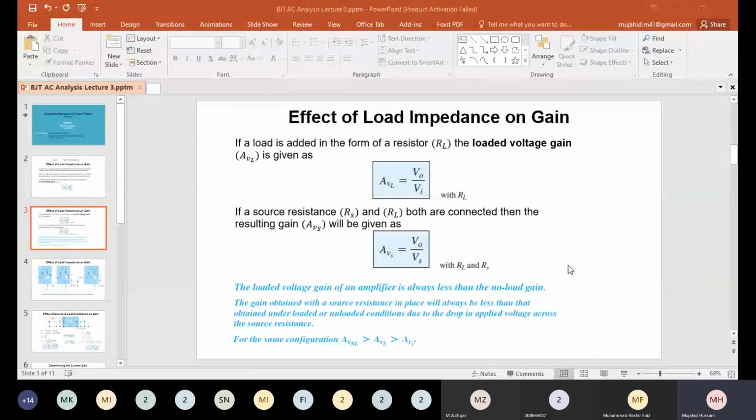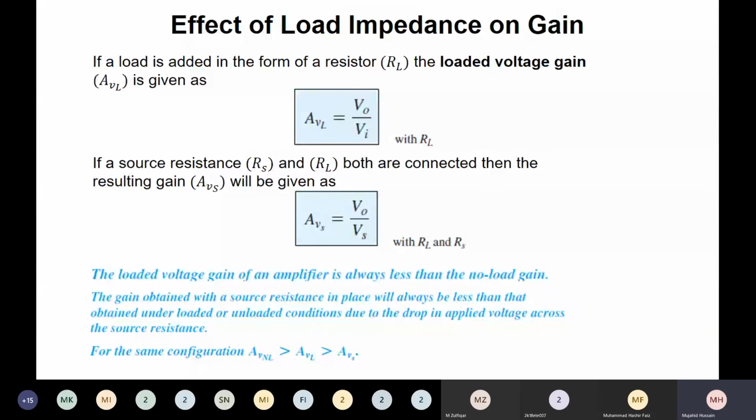Okay, so there was an internet problem, so now we continue. So the voltage gain with the source resistance will be the ratio of V naught over the source voltage, and now with RL and RS.